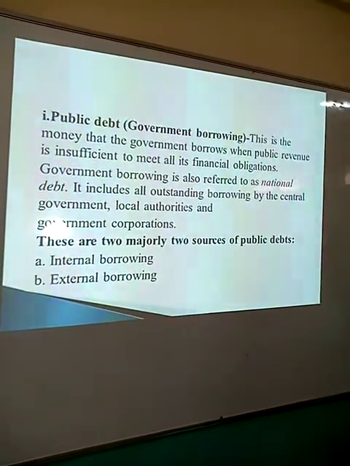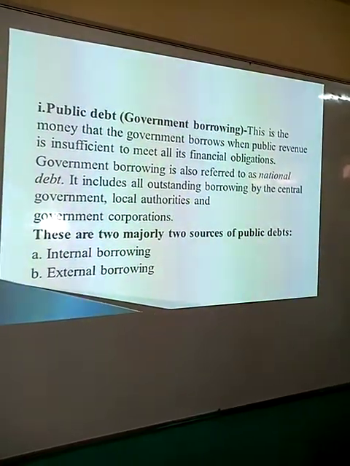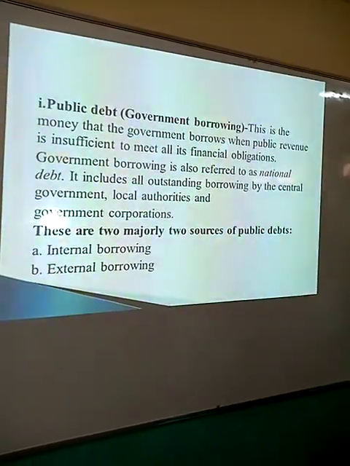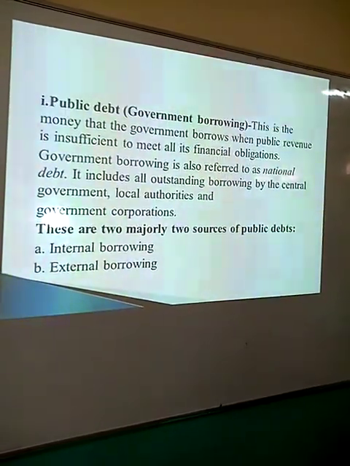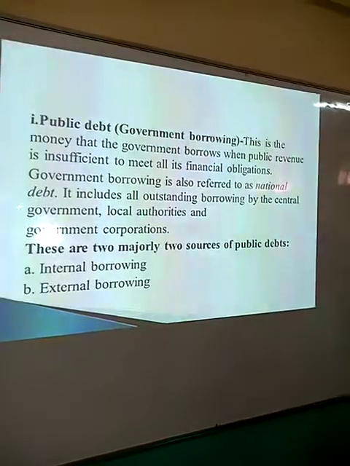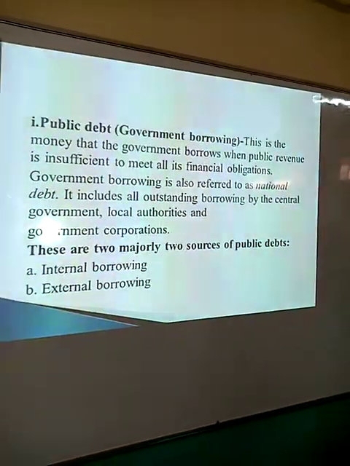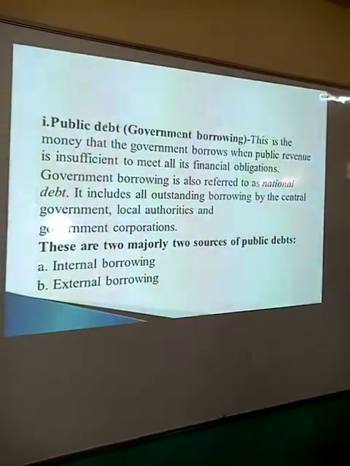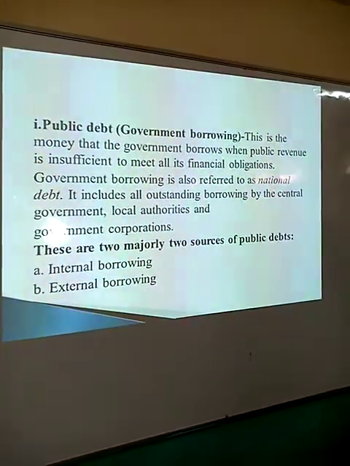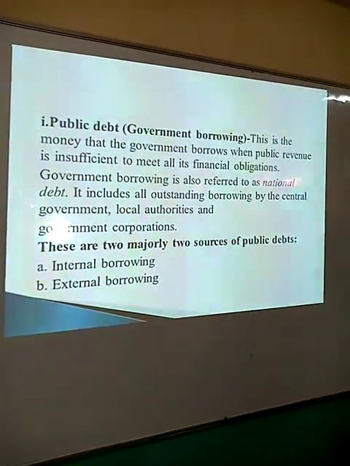Now, this includes borrowing from the national government itself or borrowing from the county governments, let me say that, but it's not very practical that they do that, or government corporations. Now, the debts are further divided into 2. We have internal borrowing and we also have external borrowing. Internal borrowing, I think it's rather obvious.